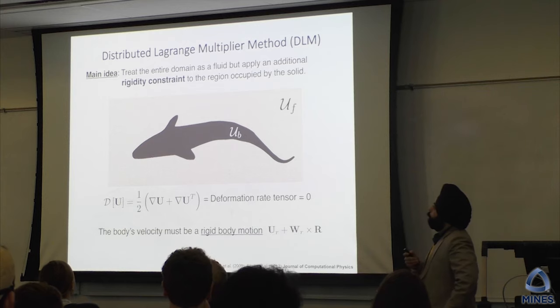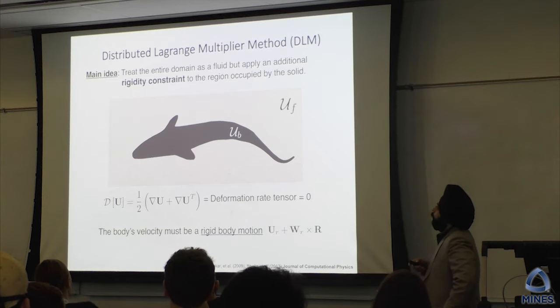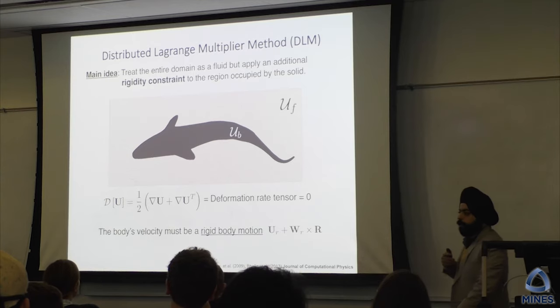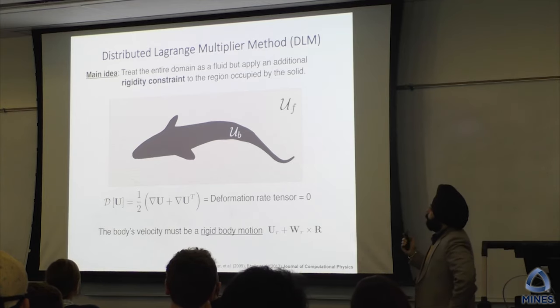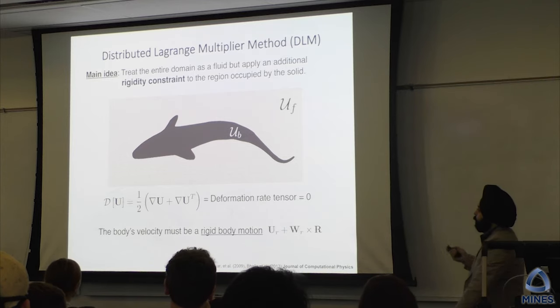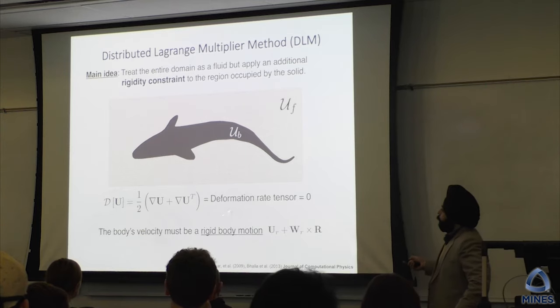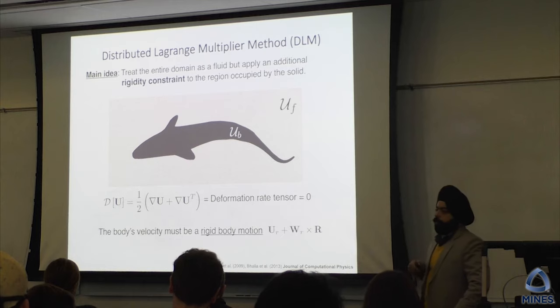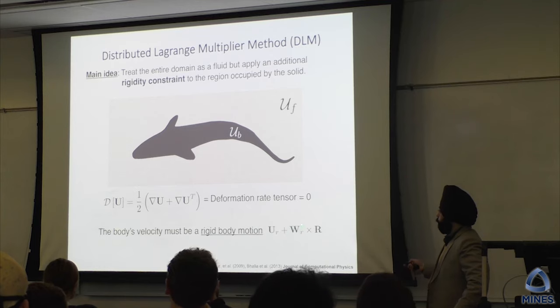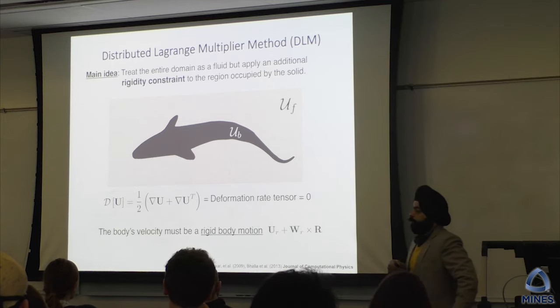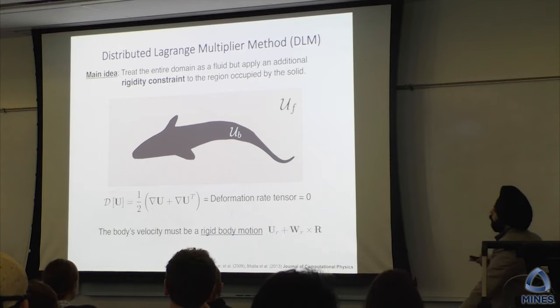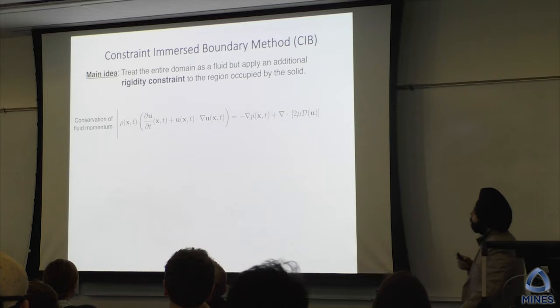So a clever formulation was created by Glowinski and Patankar, and that is called the distributed Lagrange multiplier. What it says is, imagine you have a fluid domain and a solid domain, and you have to impose a constraint in the solid domain. The rate of deformation tensor is zero in the region occupied by the solid. This condition is satisfied if your velocity in the solid domain is a rigid body velocity. It is trivial to show that if you substitute a rigid body velocity over here, the rate of deformation tensor is zero. So that's the rigidity constraint you need to satisfy.